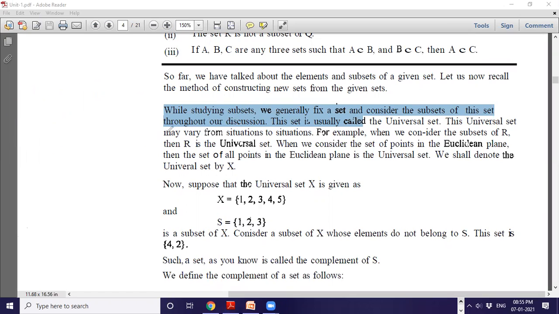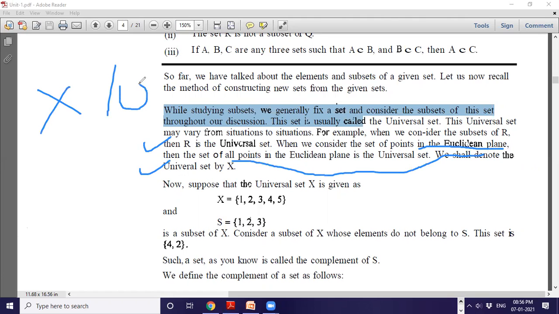This universal set may vary from situation to situation. For example, when we consider the subsets of R, then R is a universal set. When we consider the set of points in the Euclidean plane, then the set of all points in the Euclidean plane is a universal set. We shall denote universal set by X. यहाँ पे हम X से universal set denote कर रहे हैं. Generally you may find that in some books capital U is used to represent universal set. ठीक है. So universal set concept is clear.